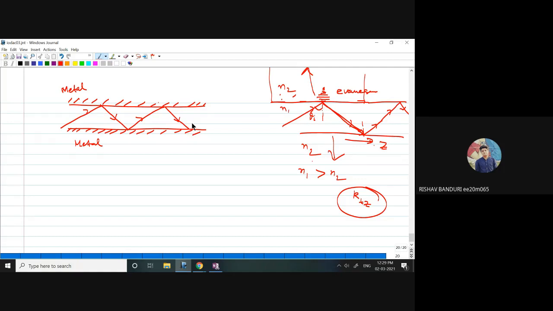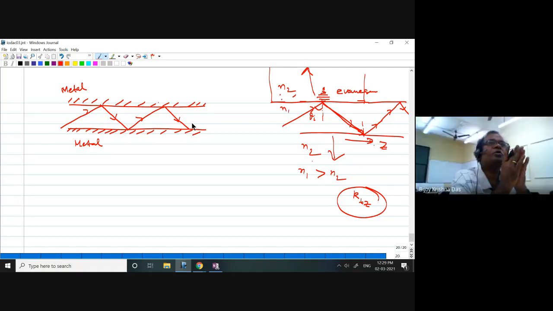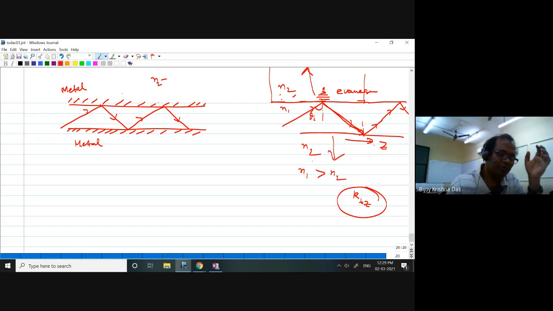Okay. So you mean that in the metal case, the dielectric constant or refractive index has a real part as well as an imaginary part. That means your N2 has a real part and an imaginary part. Is that what you mean to say?